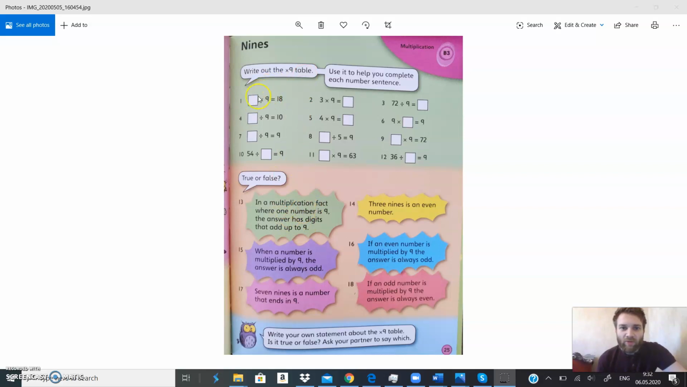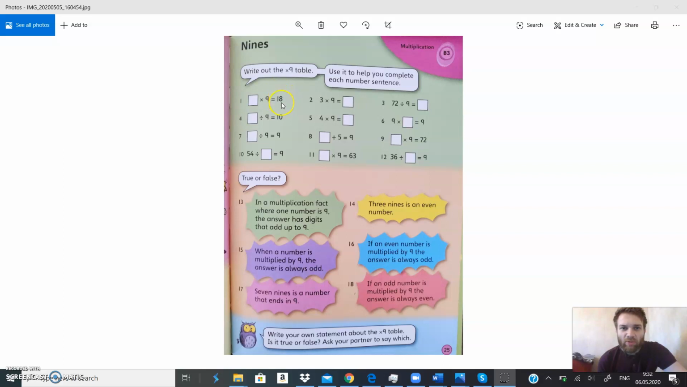This is a multiplication fact, for example, here. The answer for this one is 2 multiplied by 9. In a multiplication fact where one number is 9, so one of the numbers is 9 there, the answer has digits. Digits is just another word for numbers. The answer has digits that add up to 9. So here the answer is 18. Do those digits add up to 9? 1 plus 8, well, yeah, they do, don't they?